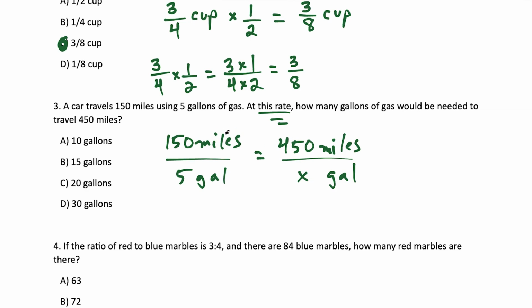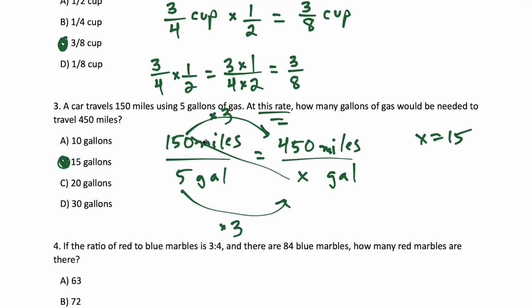So for this one, if your mental math is really sharp, you could just look at this and say, oh, 150 times 3 would get me to 450. So then I'd have to do 5 times 3. So I'd multiply this by 3, and that would tell us that x is equal to 15. So we would have 15 gallons, choice B. If that didn't make sense, what you could do is you could cross multiply. So you could do 150 times x equals, and then you do 5 times 450.